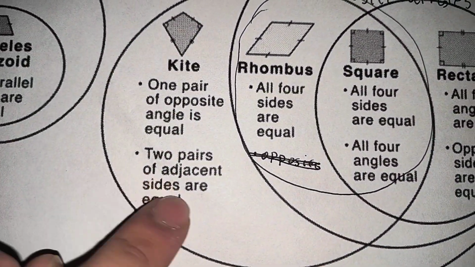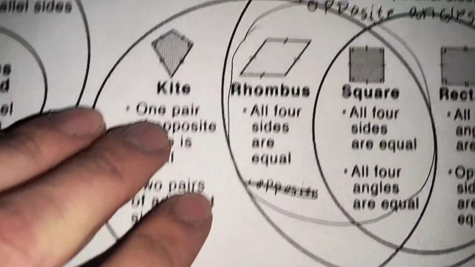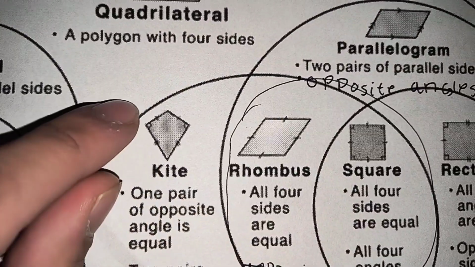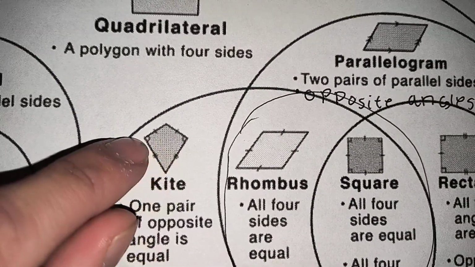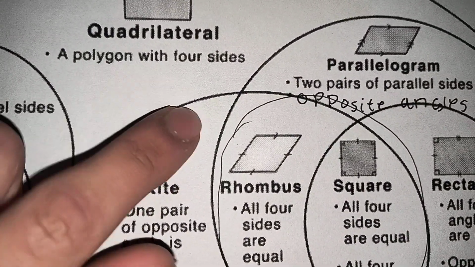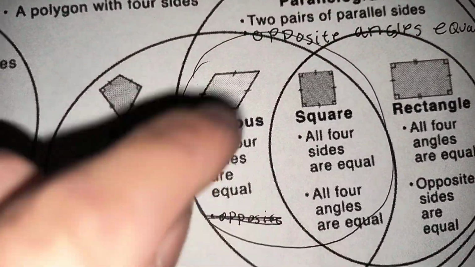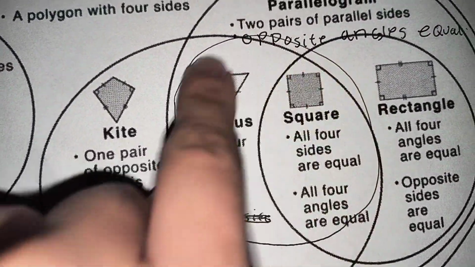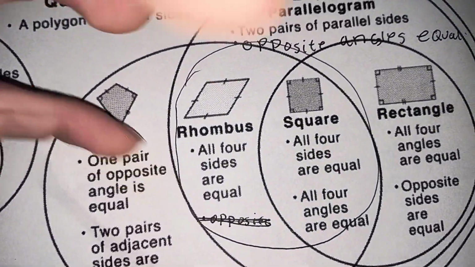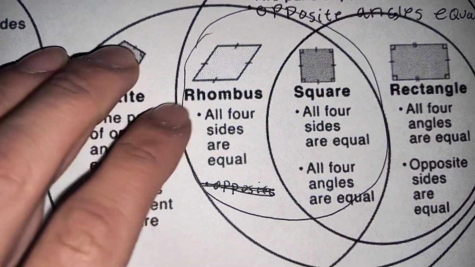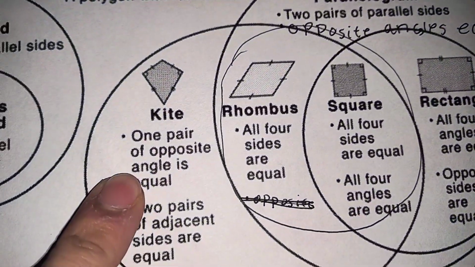And two pairs of adjacent sides are equal. Adjacent means next to. See, this one's next to this one, and they're equal in size. This one's next to this one, and they're equal in size. Well, all sides are equal, so that means all the sides that are next to each other are equal. So that means rhombus and square are also part of the kite group.